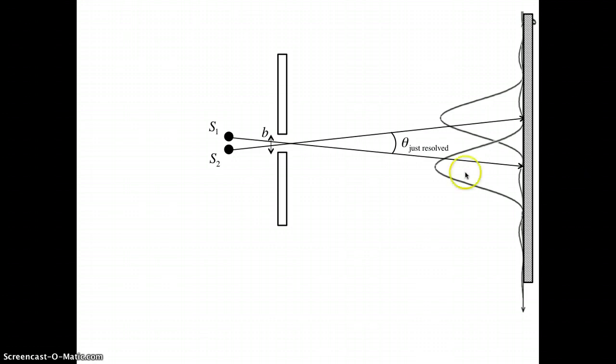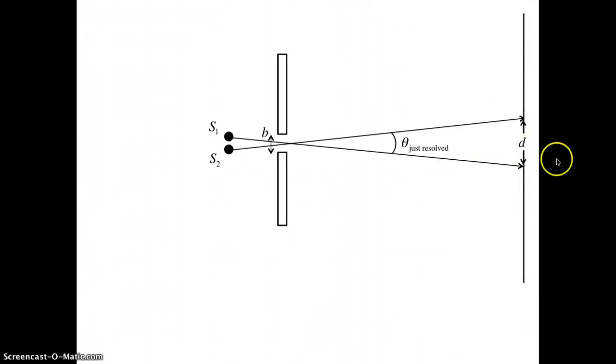Now, we notice that these two sources are seen as distinct when the central max of one diffraction pattern, here it is, overlaps with or lies on the first minimum of the other. If the two patterns are any closer, we can't resolve the two sources as distinct objects. They look like just one blurry object.